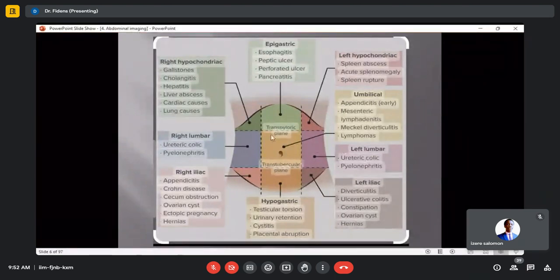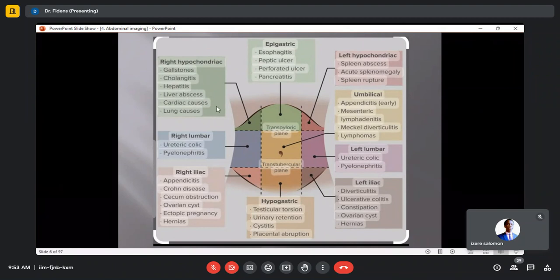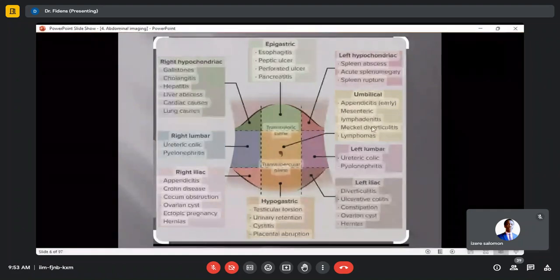For the umbilical region, you can think of appendicitis. Remember, the appendix can be located at different sites, even in the right hypochondrium. They didn't mention appendicitis there, but you can even feel the pain in the right hypochondrial region. But especially for umbilical, you can think of appendicitis, mesenteric causes, mesenteric lymphadenopathy, lymphadenitis, Meckel diverticulitis, and even lymphoma, especially lymphoma involving the small bowel.